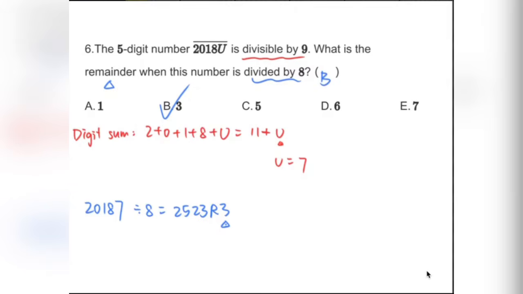Okay. Again, for this question, it is not that hard. You just need to be clear about the divisibility rule of 9. And then check the question. What is the question asking you? It is for the remainder.